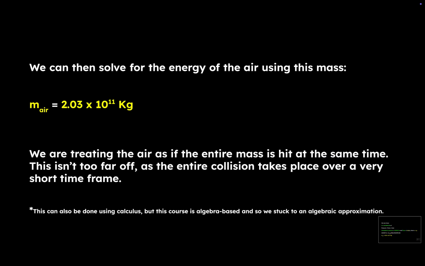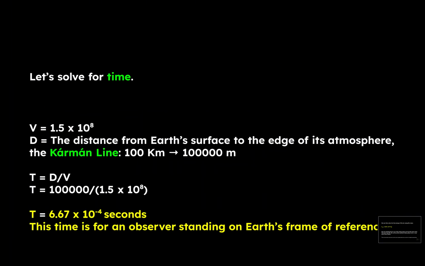We can then use this mass to solve for the energy of the air. I'd like to note that we're treating the air as if the entire mass is hit at the same point, as if the asteroid just crashes right into the entire mass. This isn't too far off, as this happens over a very, very short time frame of like a really small fraction of a second. However, it's not entirely accurate and it is an approximation. You could calculate this completely without the approximation through the use of calculus, but this is an algebraic course, and so we didn't. Let's solve for time.